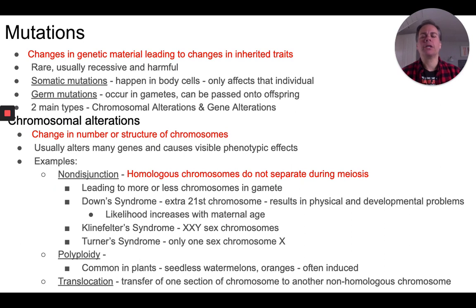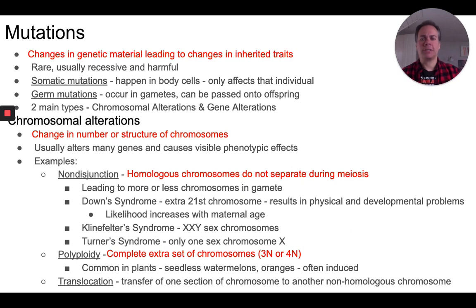But there are other types of non-disjunction abnormalities as well. Klinefelter syndrome happens when a person is born with two X and a Y chromosome, or Turner syndrome when a person's only born with a single X chromosome, and these lead to different effects depending on which chromosomes are affected.